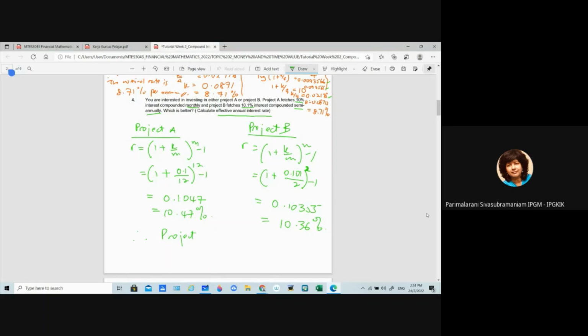We have to write that. Don't stop with just the calculation, okay? So project A is better than project B because the effective interest rate is higher than project B. This is your conclusion. You must give your conclusion. Okay, question 4.